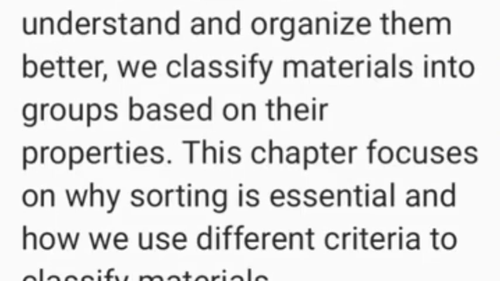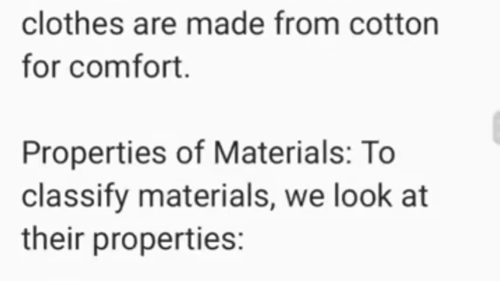Objects are made from different materials, such as wood, metal, plastic, glass, and cotton. These materials are chosen based on their properties and the purpose of the object. For example, a glass is made of glass because it is transparent and hard, while clothes are made from cotton for comfort.